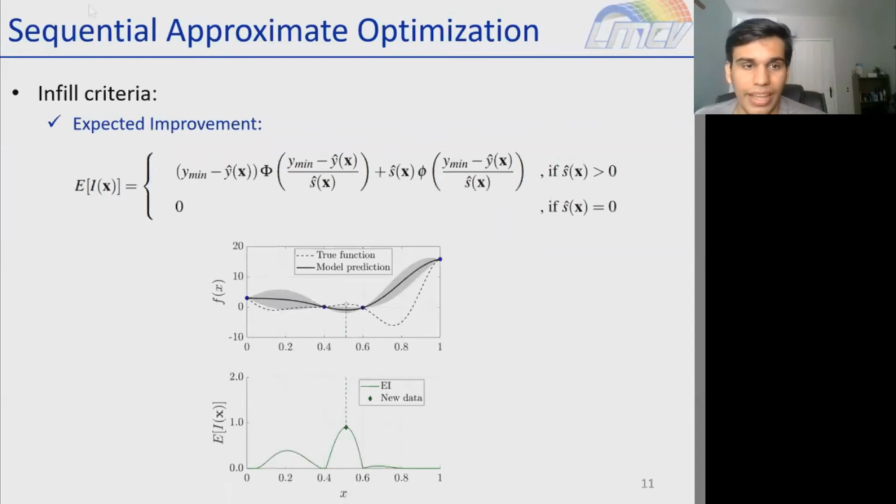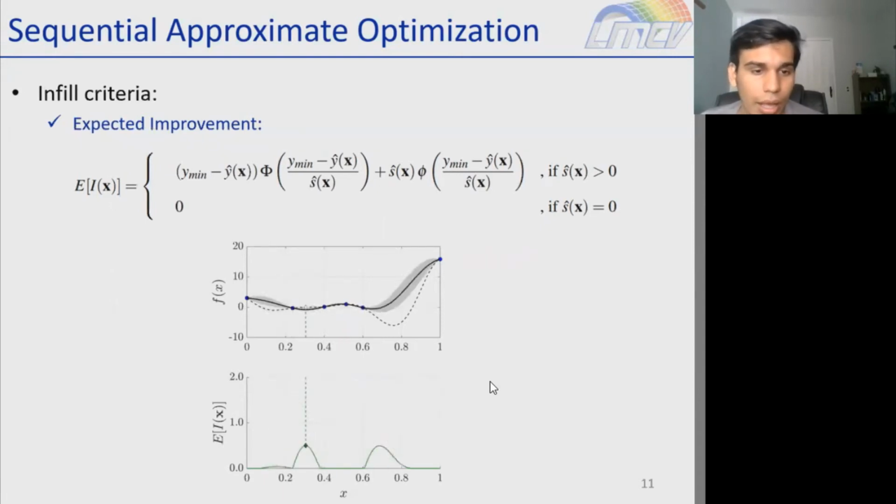And the expected improvement is this function that we want to maximize. The point that maximizes this function is added to the model. Then we update the model and we repeat the process. So in this figure, we have this true function and we have this model prediction. We initialize the model with 4 sampling points, and then we add a new point that maximizes the expected improvement. And eventually, by adding new points to the model, we find a very good way to represent the true function.